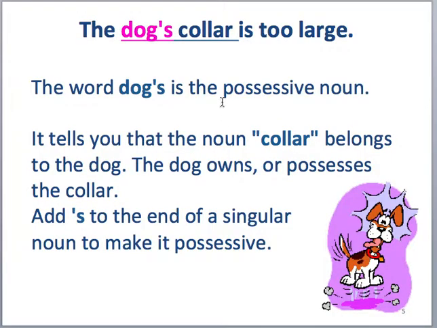The dog's collar is too large. The word dog's is the possessive noun because the collar belongs to the dog, so it is dog's collar. It tells you that the noun collar belongs to the dog. The dog owns or possesses the collar. Add an apostrophe s to the end of your singular noun, which is dog, to make it possessive.